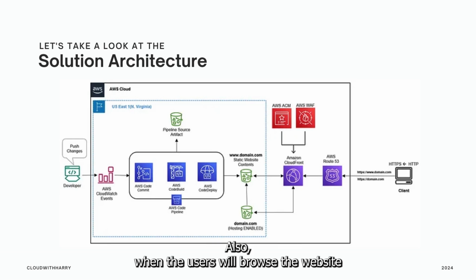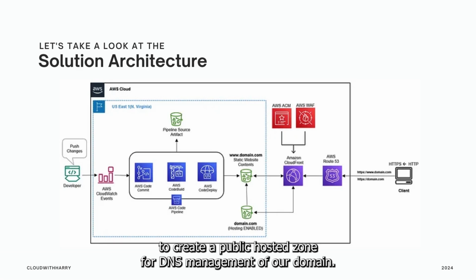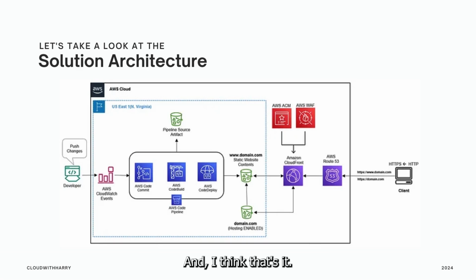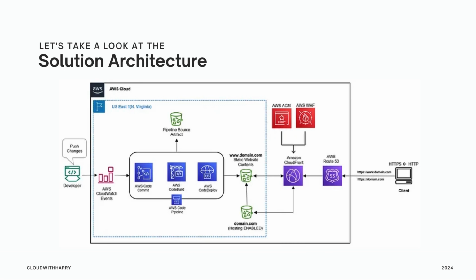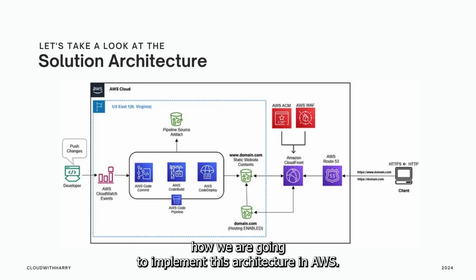Also, when the users browse the website, the request will route to Route 53. We will be using Route 53 to create a public hosted zone for DNS management of our domain. And I think that's it. I hope this clears up exactly what we are going to implement. So let's move on to check how we are going to implement this architecture in AWS.